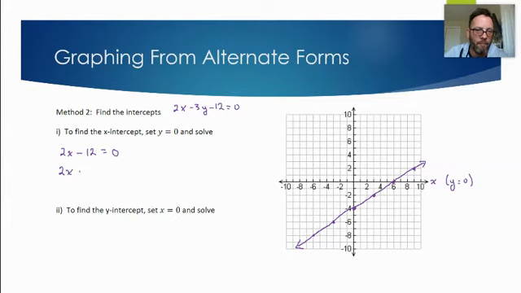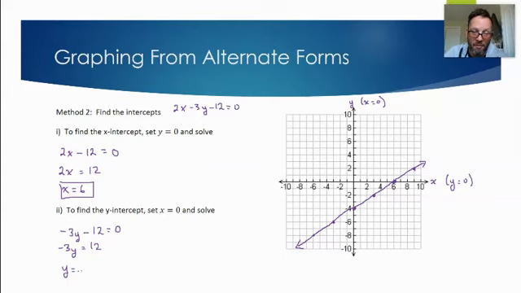Move the 12 over. 2 times what number is 12? 2 times 6 is 12. Your x-intercept is 6. You can put a dot there, and look, it gives us the same graph as before. To find the y-intercept, you do the same thing. On the y-axis, all the values of x are 0. You pop in x equals 0. It's like getting rid of the x term. 2 times 0 is 0. You're left with minus 3y minus 12 equals 0. You solve this equation. Minus 3y equals positive 12. Minus 3 times negative 4, excuse me, is positive 12. And you get the same y-intercept.